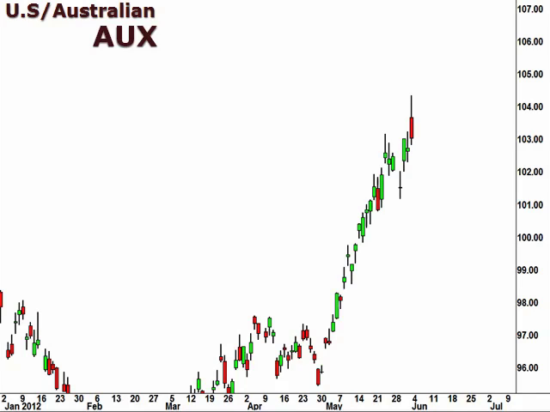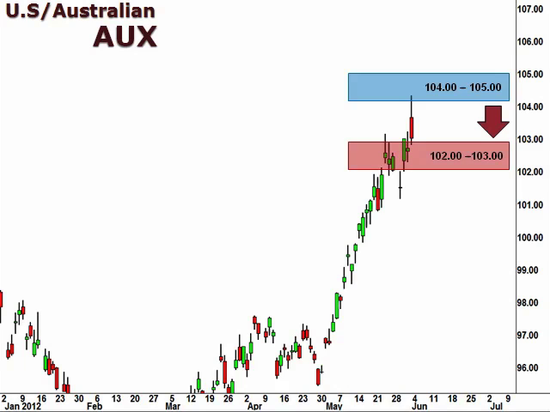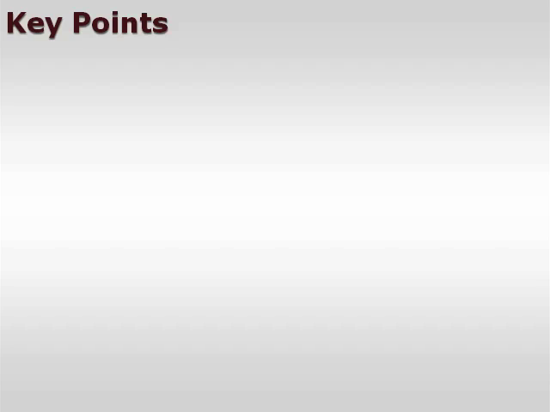Let's take a look at the AUX, the US versus the Australian dollar. Well, the AUX traded into our upside target zone at 104-105 and reversed. 102-103 should act as a support level this week. Let's take a look at a few of our key points.